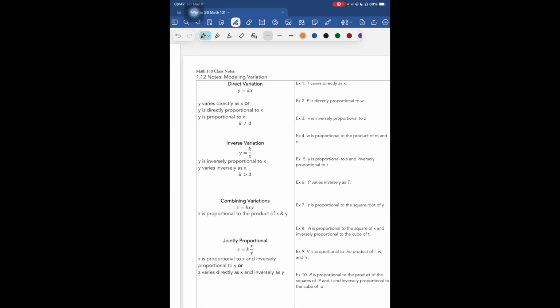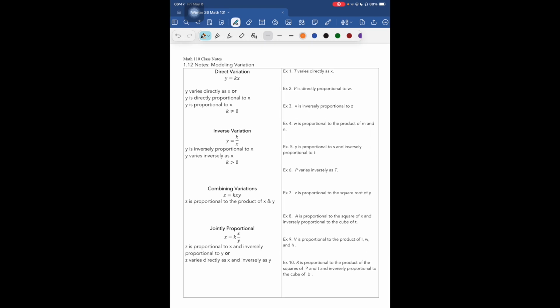the next variable. So in example 1, it says t varies directly as x. So we know that the equation is going to look like this because it varies directly. But our equation says t varies means it's straight across, so equals. We have to put in our constant, which is our k, and it varies directly to x, so our next variable is going to be x.